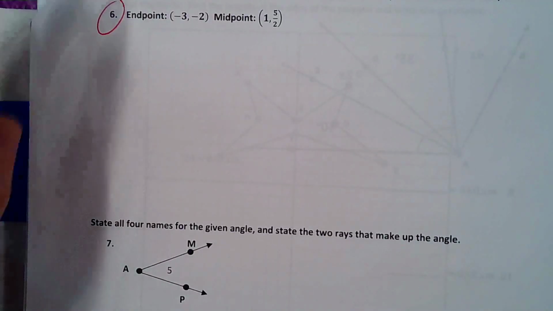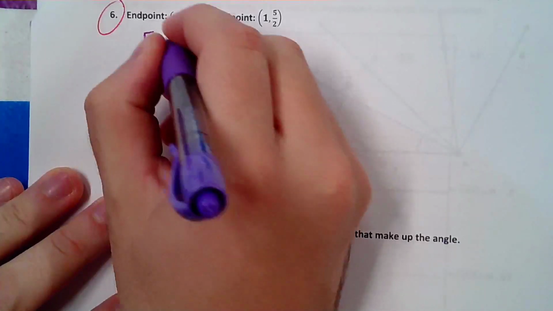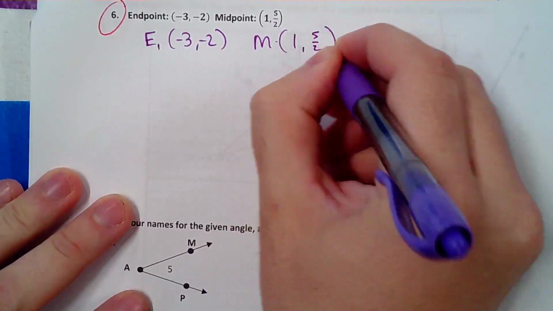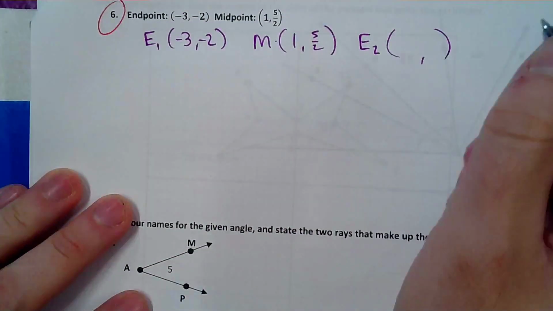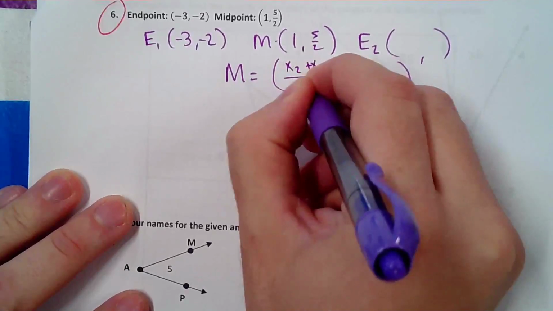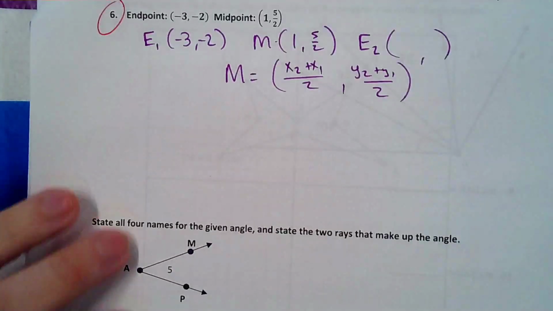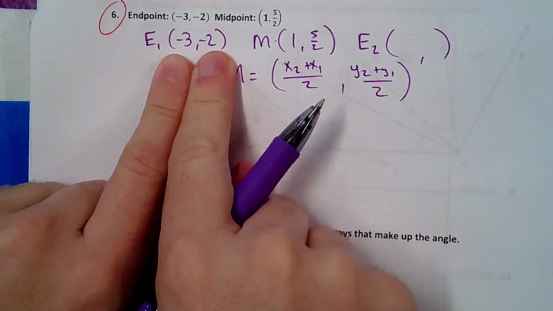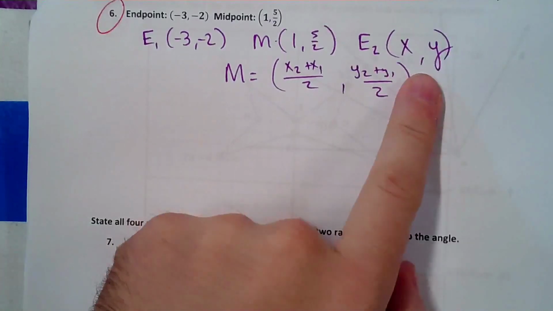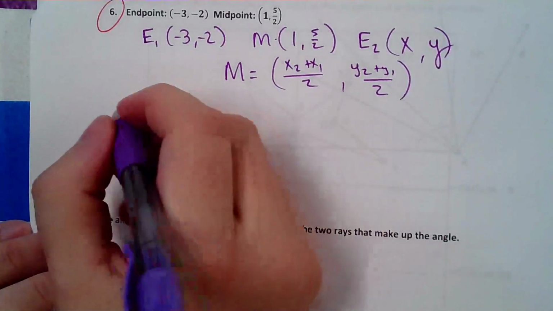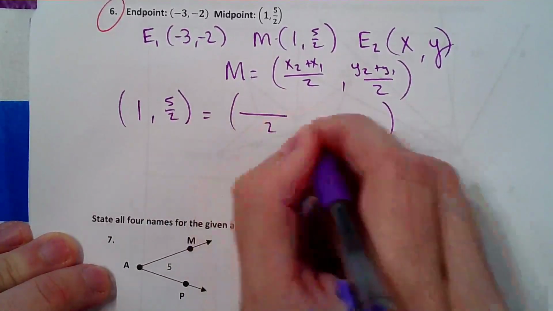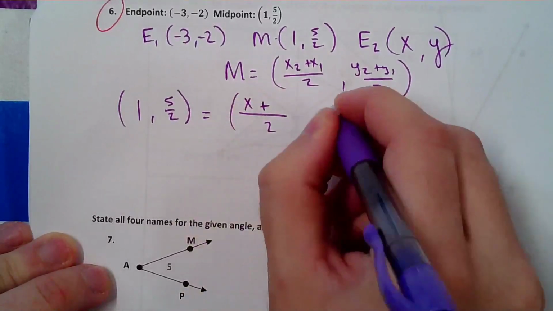Number 6. All right. Endpoint number 1 is -3, -2. Midpoint is 1, 5/2. We're looking for endpoint number 2. So normally when we do midpoint formula, we have midpoint equals the average of the x's, the average of the y's. But here's the deal. We only know one set of our x's and y's. The other one we don't know. That's what we're looking for. They give us the midpoint, so the midpoint is 1, 5/2. And that's going to equal the average of the x's over the average of the y's. Well, we only know one of our x's and one of our y's.